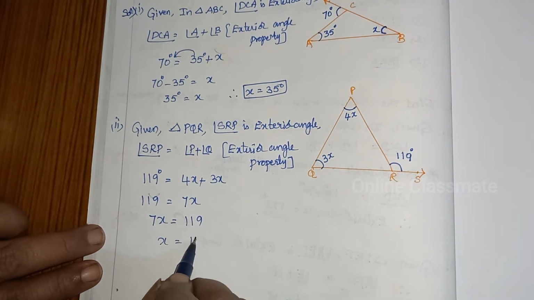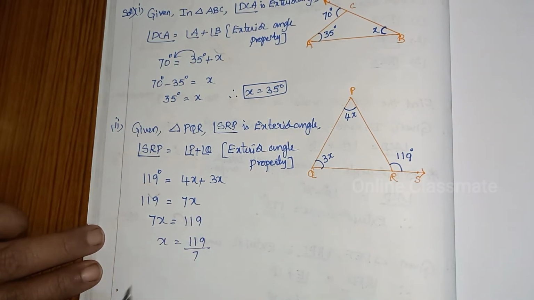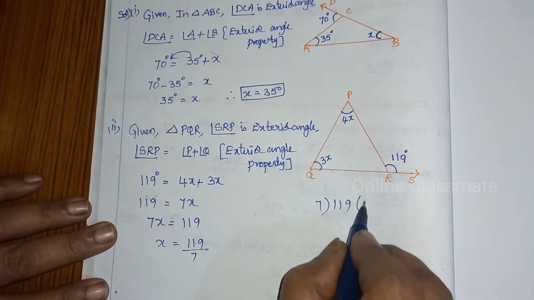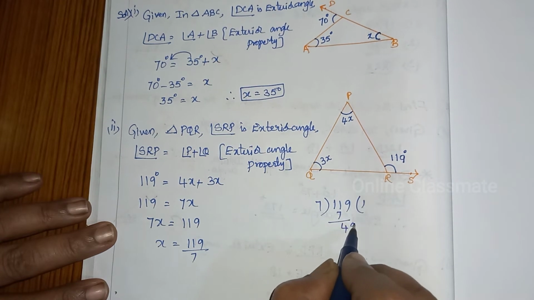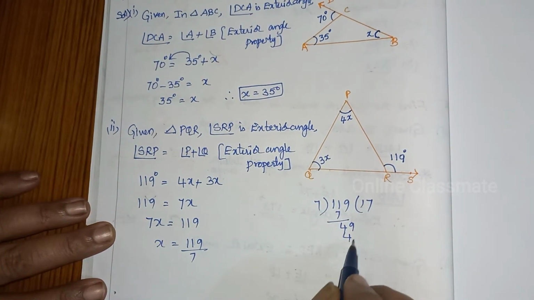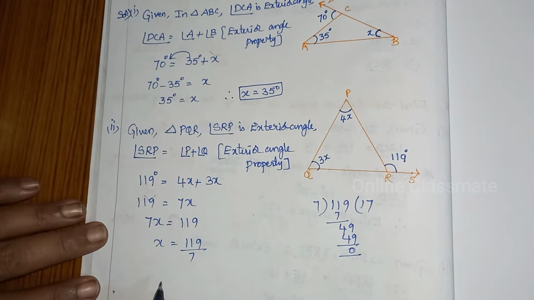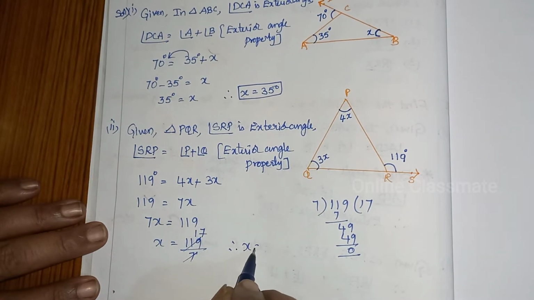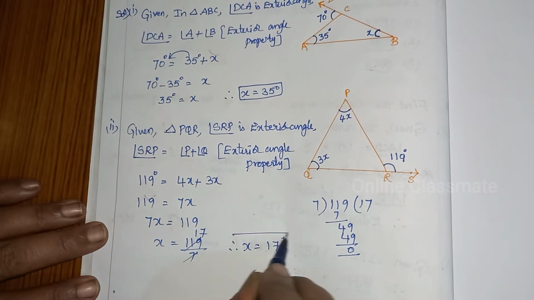Then x is equal to 119 by 7. Division, 119 by 7. 7 ones are 7, 7 sevens are 49, remainder 0. Then how many times? 17 times. Therefore, x is equal to 17 degrees.